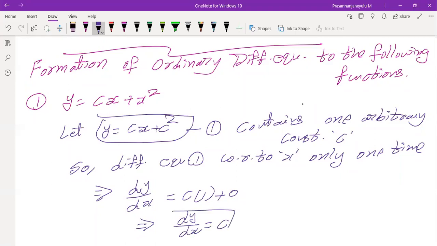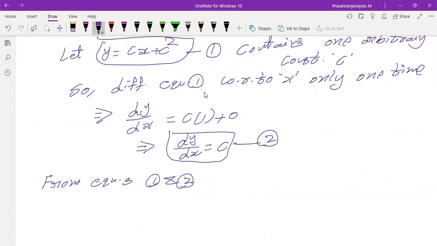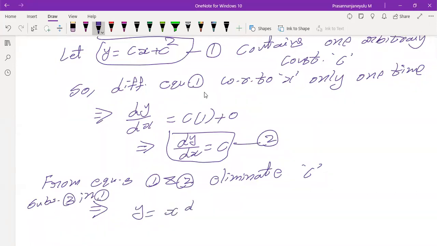What is the actual procedure? From the given equation and from equation number 2, we have to eliminate the arbitrary constant. So what is the step we have to write? From equations 1 and 2, eliminate c. How can we eliminate c? Substitute 2 in 1, then we get y equals x into, what is c? dy by dx. Always write it as x into dy by dx plus, what is c? dy by dx whole square.